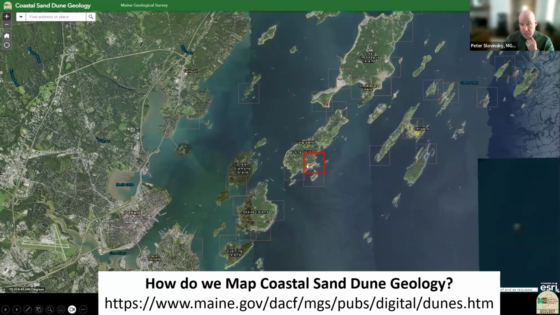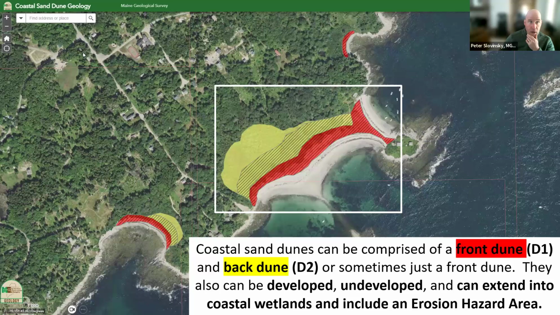If you would click on one of those blocks, you can download a PDF, or you can zoom in our viewer and type in an address or something. But now I'm looking at a dune system. I think this is called Andrews Beach. It's on Long Island in Casco Bay. And you can see how we've mapped area of frontal dune, back dune in yellow, and the EHA in this kind of hatched area. So this is one thing looking at it like this, but what does it actually look like in real life?